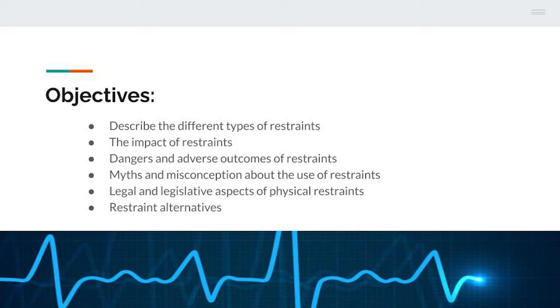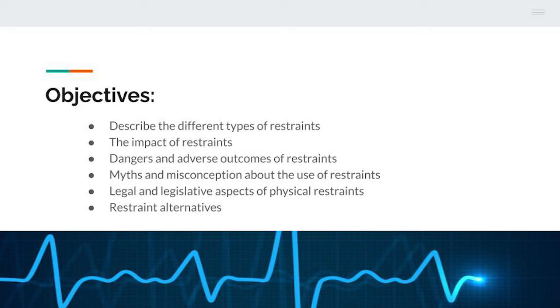So, the objectives of this teaching are the following: describe the different types of restraints, their impact, the dangers and adverse outcomes, myths and misconceptions, legal and legislative aspects, and alternatives to restraints.